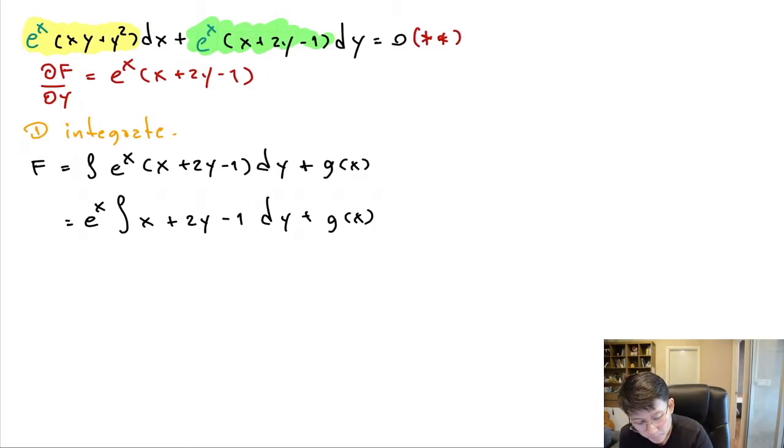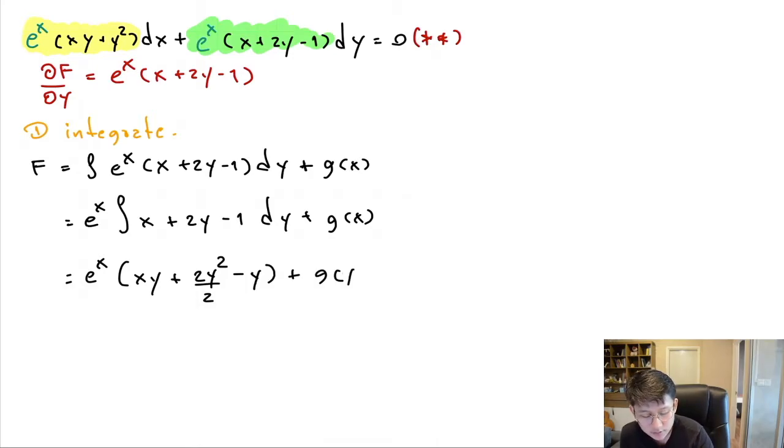So it is e to the x times xy plus 2y squared divided by 2 minus y plus gx, right? And that will be e to the x times xy plus y squared minus y plus gx.